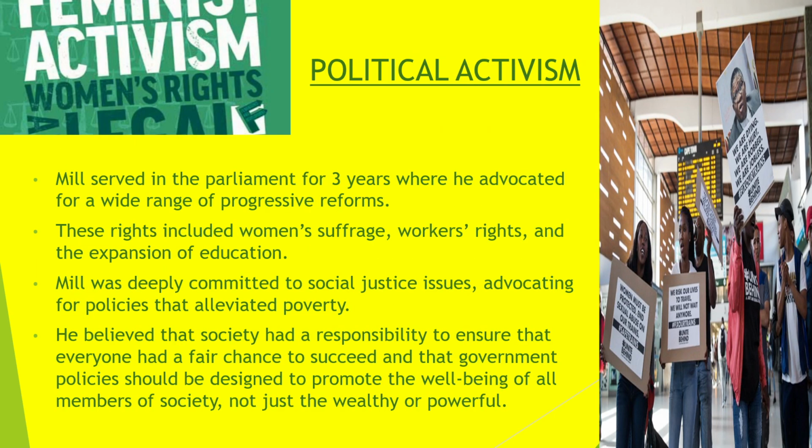In terms of his political activism, Mill ultimately served in the Parliament for 3 years after a long career with the East India Company. During his time in Parliament, he advocated for a wide range of progressive reforms. These included women's suffrage, workers' rights, and the expansion of education. Mill was deeply committed to social justice issues, as I previously stated, and he was interested in advocating for policies that alleviated poverty. He also believed that society had a responsibility to ensure that everyone had a fair chance to succeed, and that government policies should be designed to promote the well-being of all members of society, not just the wealthy or powerful.